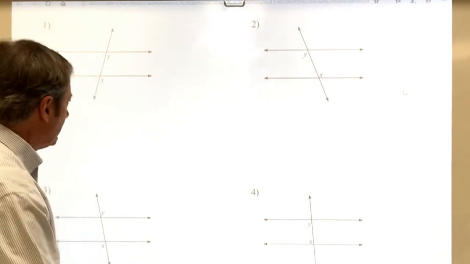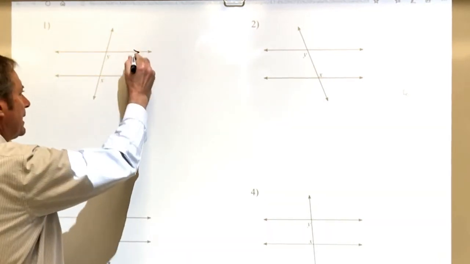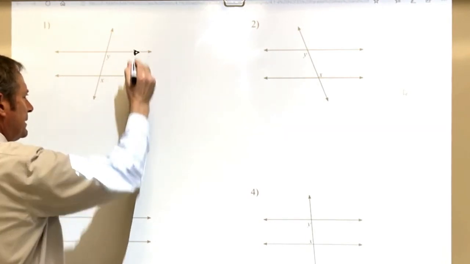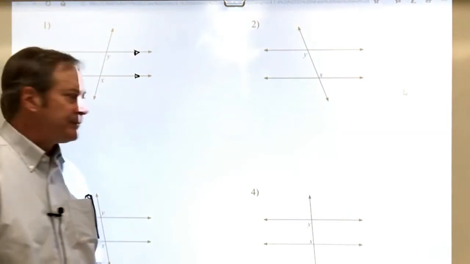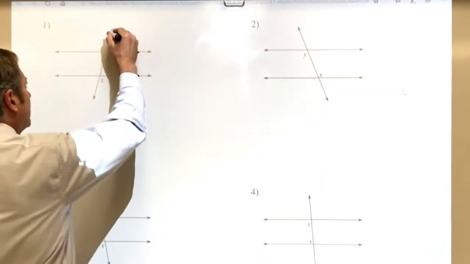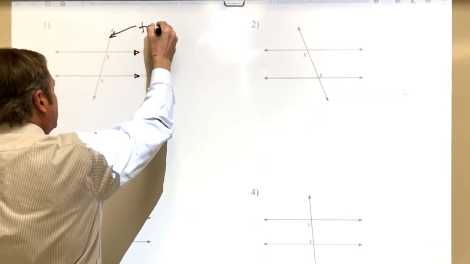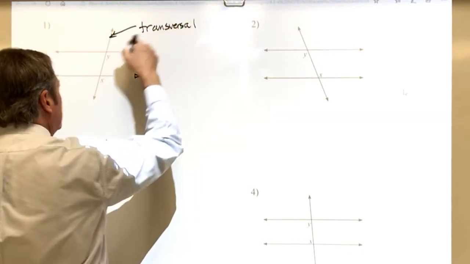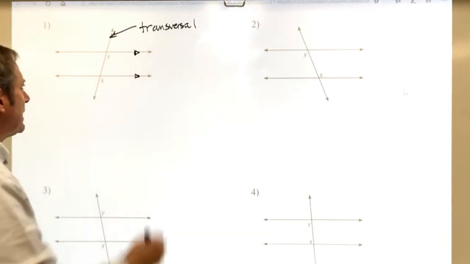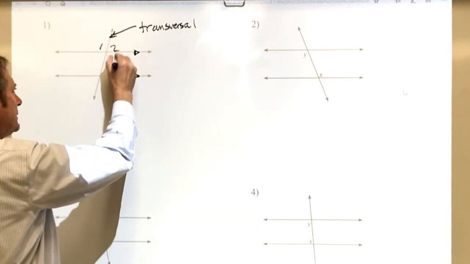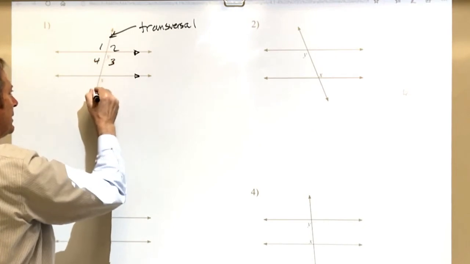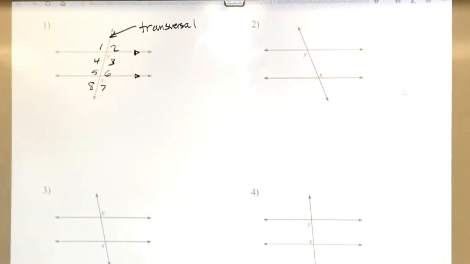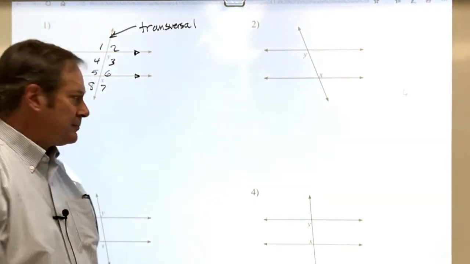First of all, most of the time you're going to have little arrows on the lines to indicate that they are parallel. Then this is what we call the transversal. And it cuts across those two parallel lines and it creates 1, 2, 3, 4, 5, 6, 7, 8 angles. And I would like you to write those down.